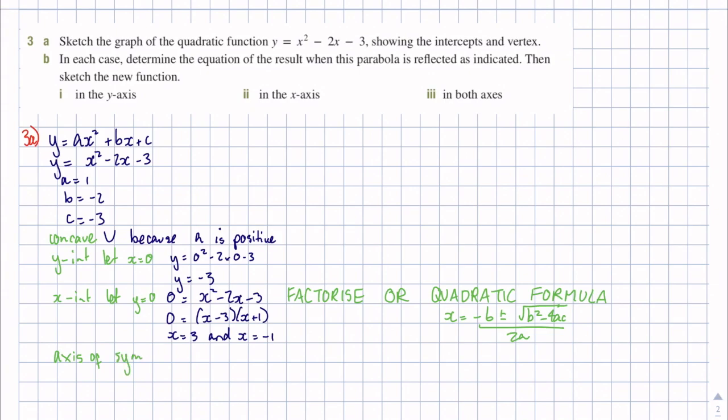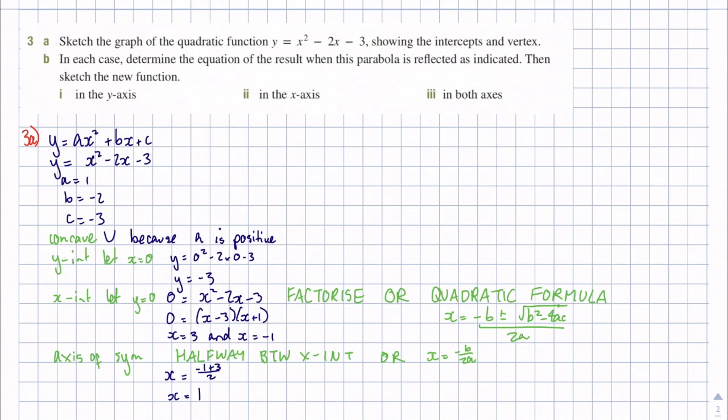You can do halfway between x's, or x equals minus b over 2a. I'm going to do halfway between the x's. X equals minus 1 plus 3 over 2, negative 2 over 2, 1.